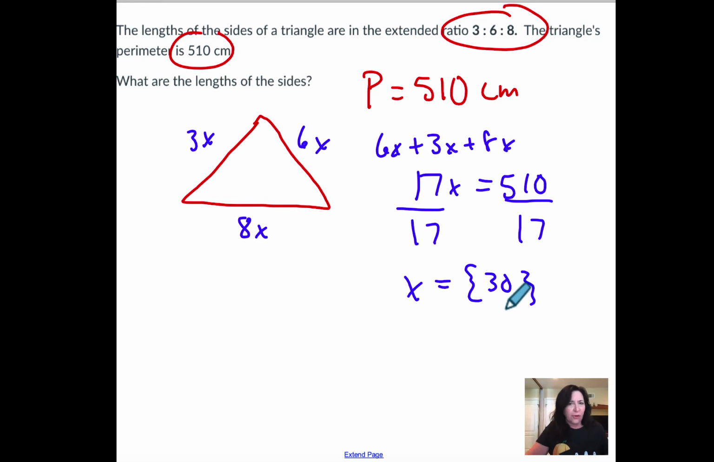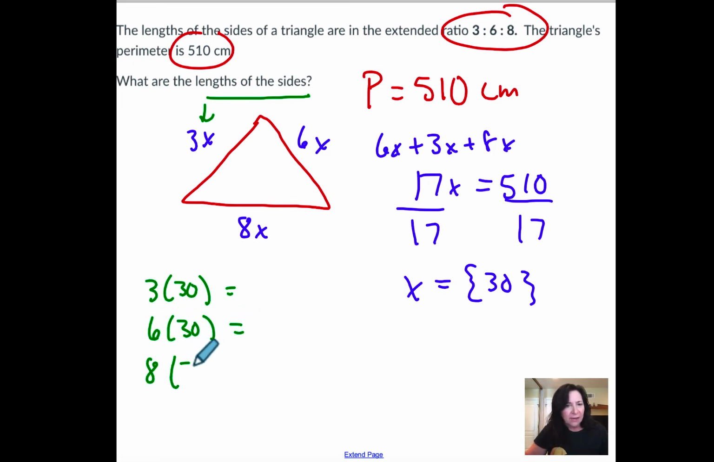Again, x is 30, great, but you have to always go back and make sure that you're answering the actual question. The question is, what are the lengths of the sides? So I need to take x and plug it back into each one of these values. So we're going to have 3 times 30, 6 times 30, and 8 times 30. So that's going to be 90, 6 times 3 is 18 with a 0, so 180, and this is going to be 240. And all of these are centimeters, so we're just going to add that in.